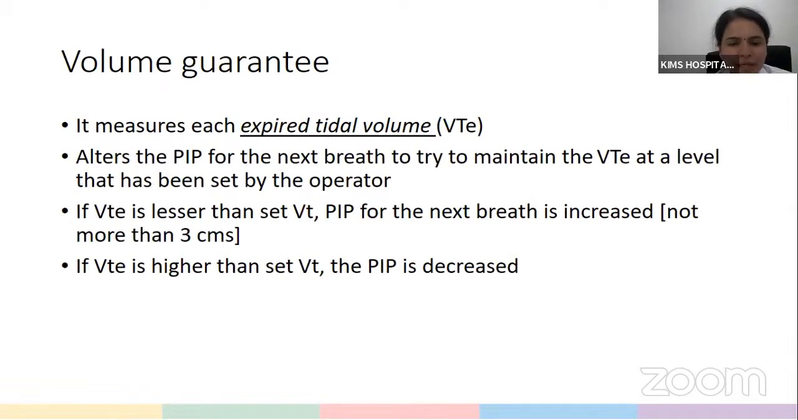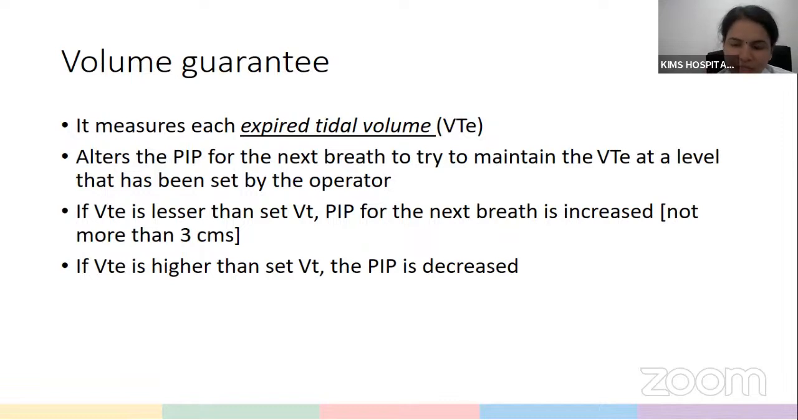In volume guarantee, it measures the expired tidal volume of the previous breath and alters the PIP of the next breath in order to maintain the VTE at a constant level set by the operator. If the VT achieved is lesser than the set VT, then the PIP of the next breath is increased in order to achieve the tidal volume. But this increase should not be more than 3 centimeters per breath.